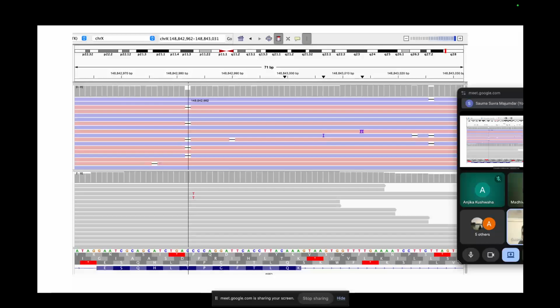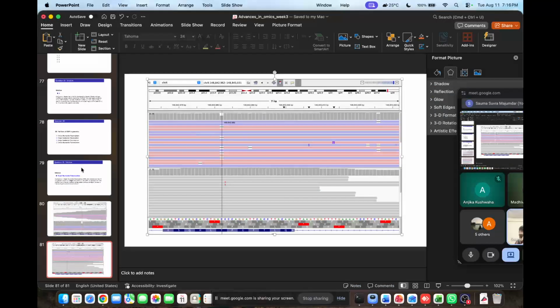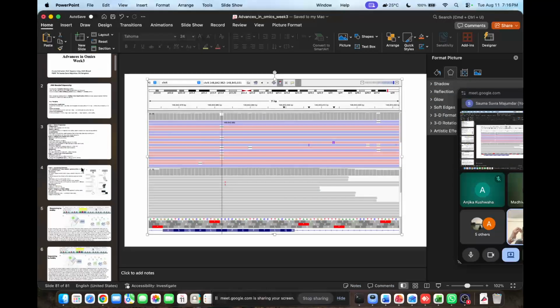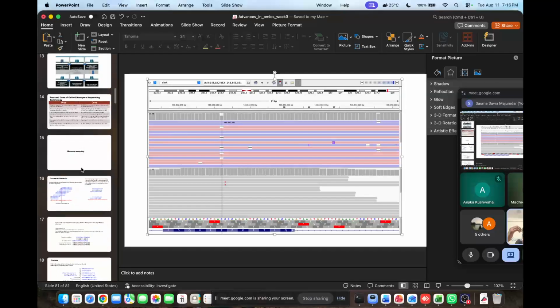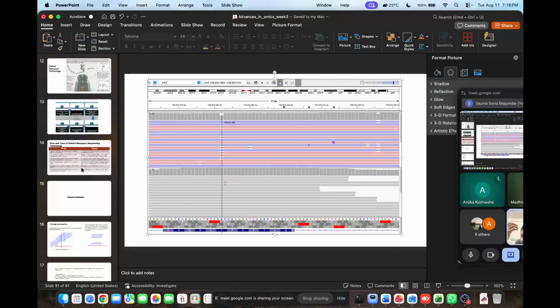But again, I don't have anything handy here, but if I get the time and the opportunity, I will show you the advantage of long read. If you have long reads, how are bigger variants detected much better than the smaller variants? So yeah, I'll probably cover it. If I have anything, I'll cover it in the next class.